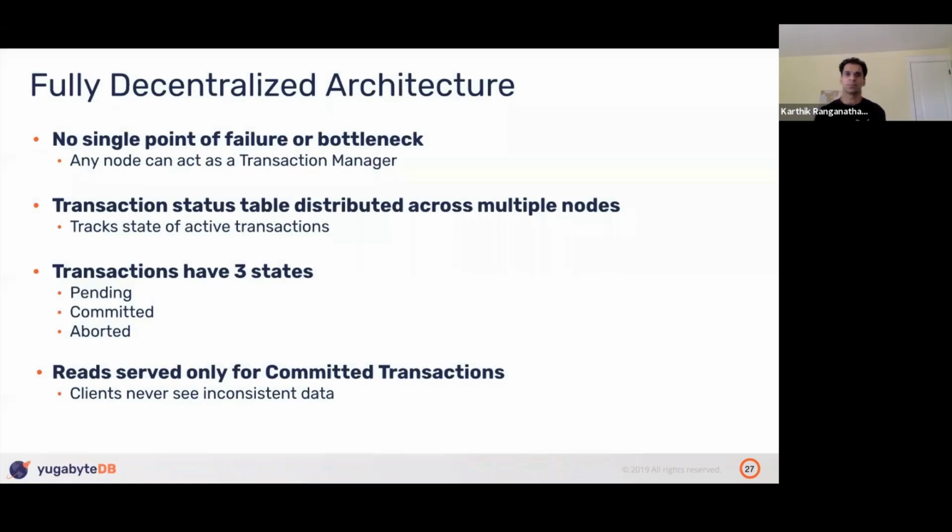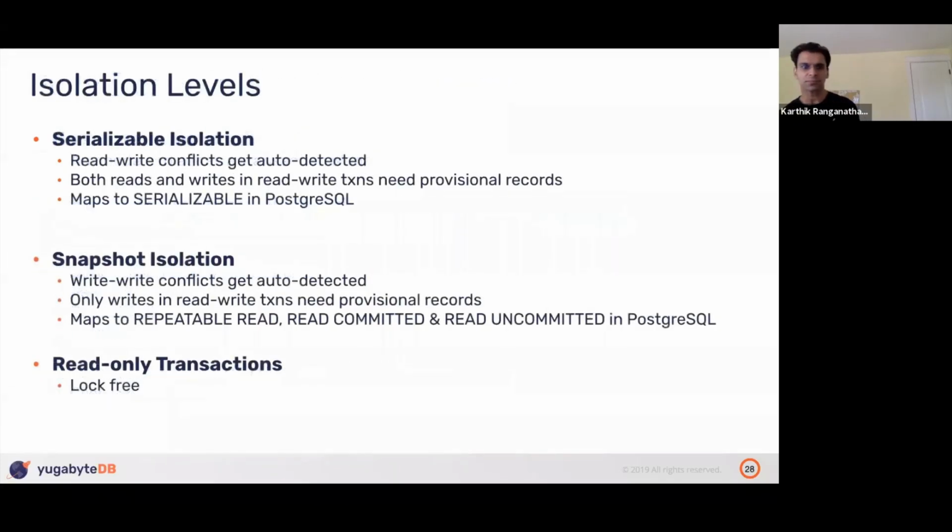It's a fully decentralized architecture. That means any node can handle a transaction, and you have a distributed transaction status tablet, and every transaction is born in the pending state and can go to either committed or aborted, right? And reads are only served for committed transactions, which means that, as a different transaction isolation level guarantees, you cannot read a pending transaction. You have to go through some conflict resolution rules. You can ignore it. Some states allow that, but yeah.